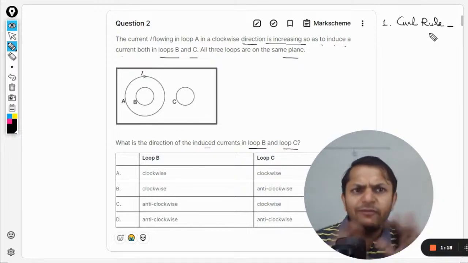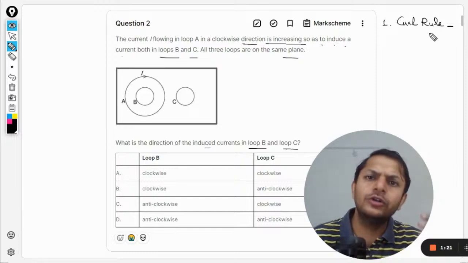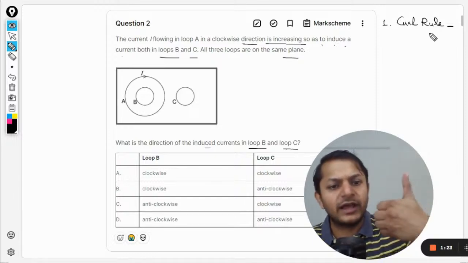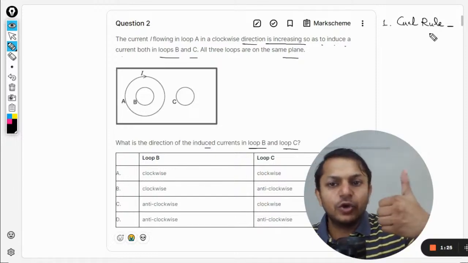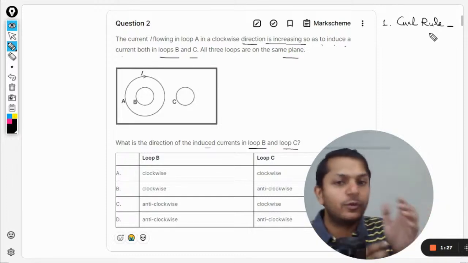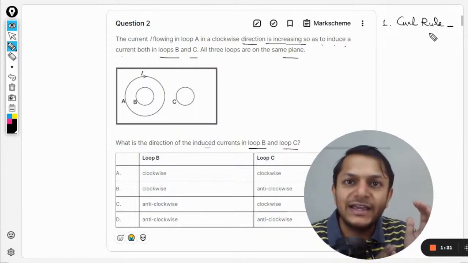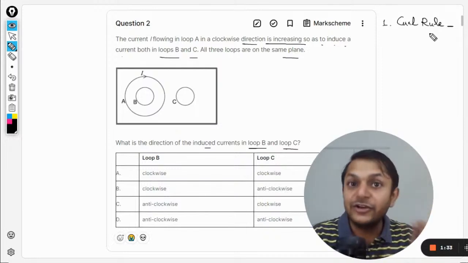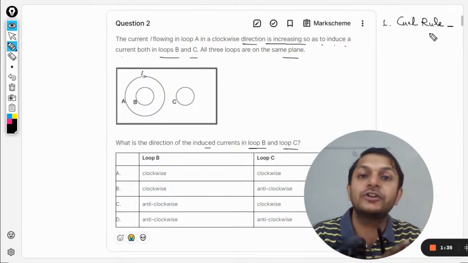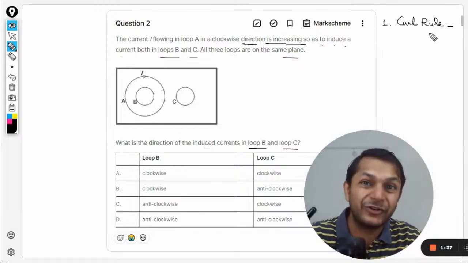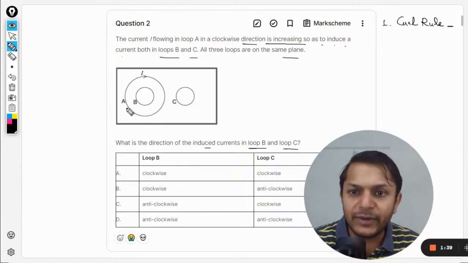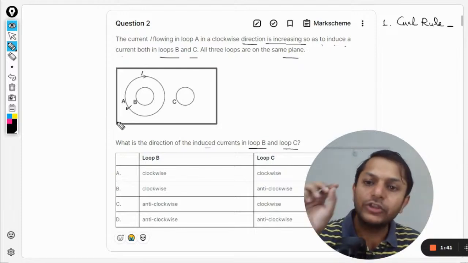Whatever you might call it, screw rule or the right hand screw rule, right hand curl rule, I'm just keeping my hand like this. So in this kind of law, my fingers are moving in the direction of the current in the ring, and my thumb will be pointing towards the magnetic field generated by the ring. So I'm going to apply this rule on the loop A.